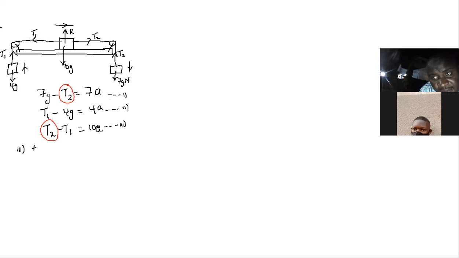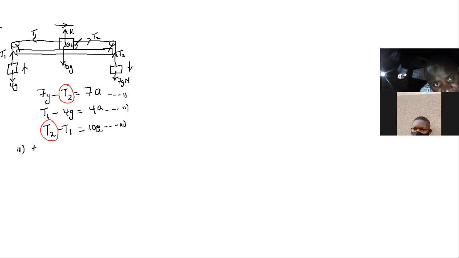Hello? I'm muted. Yeah, now you can hear me. I was saying, if the system is released, the heavy mass will go down. Then this lighter one rises up, the 4G. Then on the horizontal table, T2 will overcome T1 to give us the resultant force on the 10 kilogram mass.